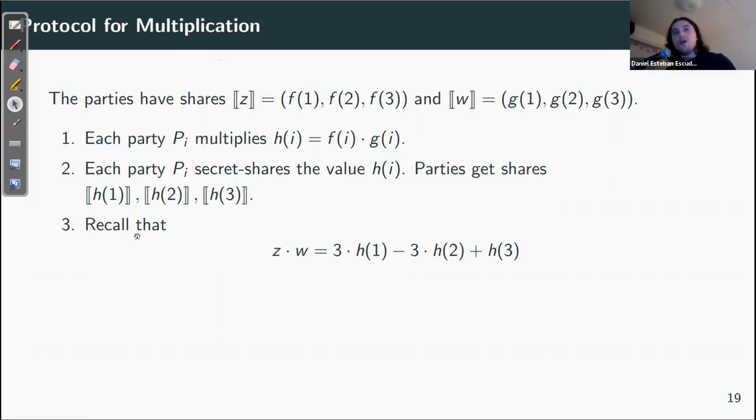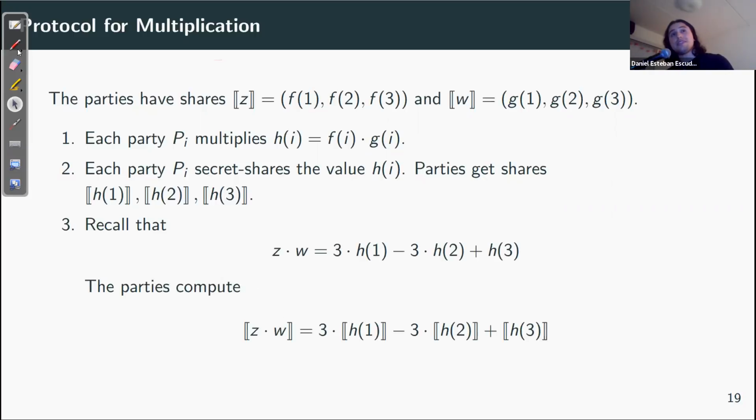Why is it useful? Because remember the formula that I wrote before: 3 times H1 minus 3 times H2 plus H3 gives you the product of the two secrets. Well, the parties just need to do the exact same formula, but with the shares that they just got. And this is fine because this is linear. So this 3 times this is completely possible. It's just adding this to itself 3 times. This is also this to itself 3 times.